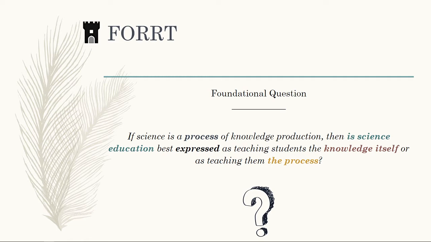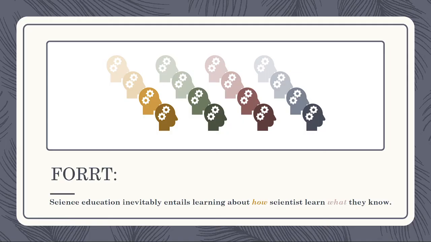And out of the many things to consider when teaching, at FORRT, we believe that focusing on open and reproducible science tenets and principles as they relate to the process is of the utmost importance, because we believe that by just teaching random knowledge facts, we are not teaching science and we are not leading to better scientific comprehension. To put simply, we believe that science education inevitably entails learning about how scientists learn what they know. So again, a focus on the process.